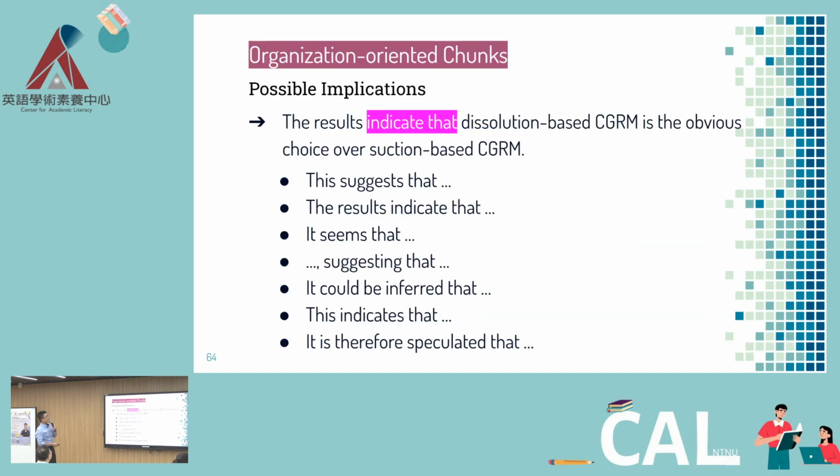Okay. Here I would like to focus on two parts. The first one is possible implication. Here you have lots of sentence structures. You can rewrite your sentence, and sometimes, for example with this one, you can talk about something and this suggests your implication. You can use those sentence structures to organize your information.